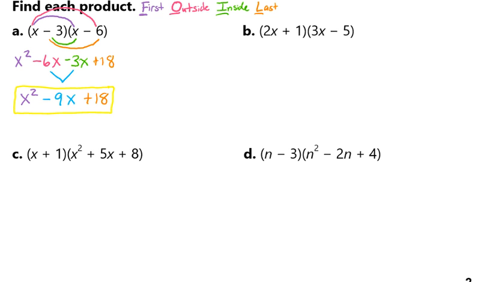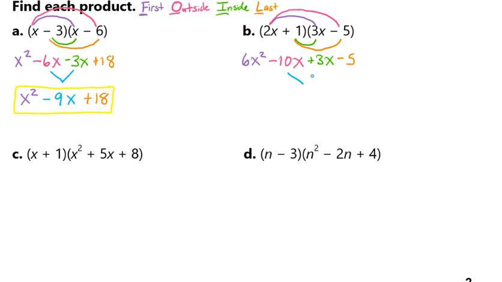So here we have 2x plus 1 times 3x minus 5. If we employ our FOIL method, we'll begin by taking 2x times 3x, which is 6x squared. Then we'll take our outside, which is 2x times negative 5, so negative 10x. Then we'll do our I, or our inside multiplying. 1 times 3x is a positive 3x. And we'll finish with our last. So 1 times negative 5 is a minus 5.